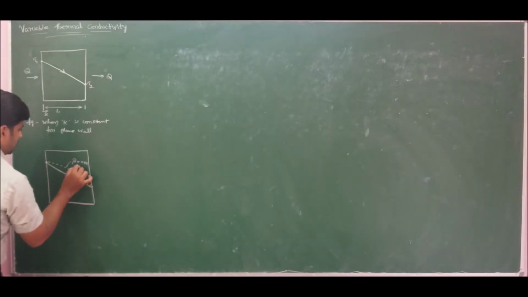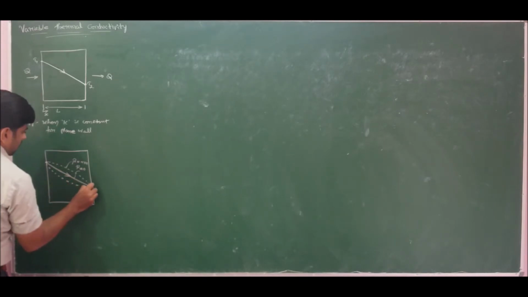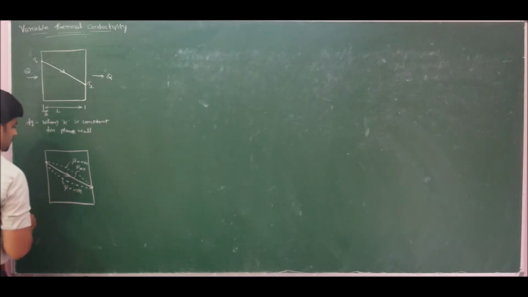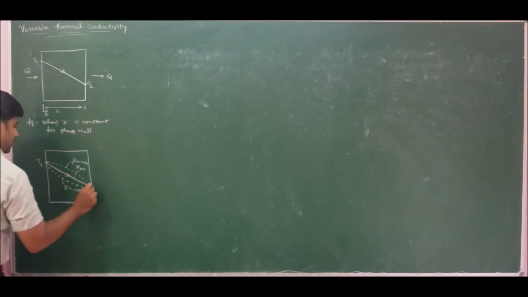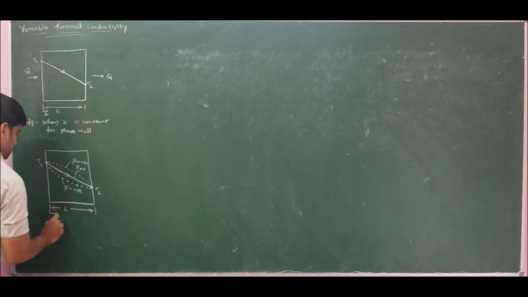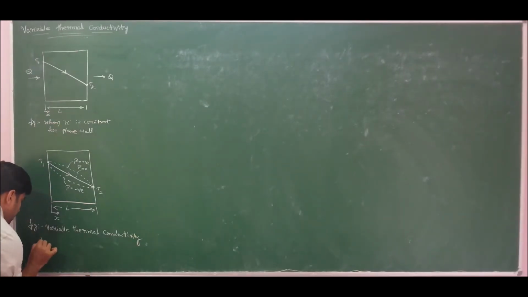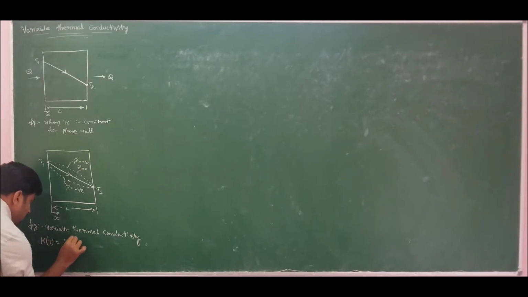This is for beta equal to 0. If K varies with temperature with beta negative, then this is the temperature variation, where we have temperature T1, T2 over the length of the plane wall L, where x varies from 0 to L. For variable thermal conductivity, which is a function of temperature, it is given by K naught of 1 plus beta T.